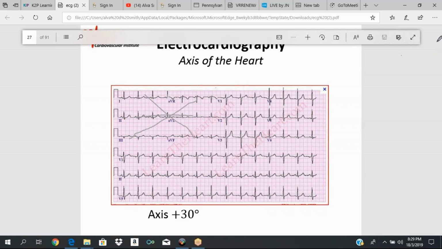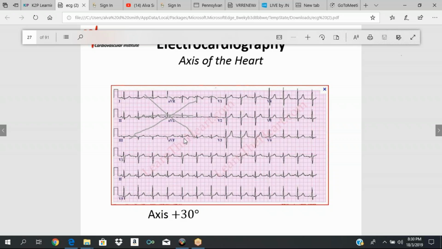So again, the only thing you're going to need a cheat sheet for is to tell you the different angles. But again, if you use it a million times, you'll remember the angles. You know that lead 1 subtends an angle of 0. AVR subtends an angle of minus 150. Lead 2 subtends an angle of 60. AVL subtends an angle of minus 30. Lead 3 subtends an angle of positive 120. AVF subtends an angle of 90.